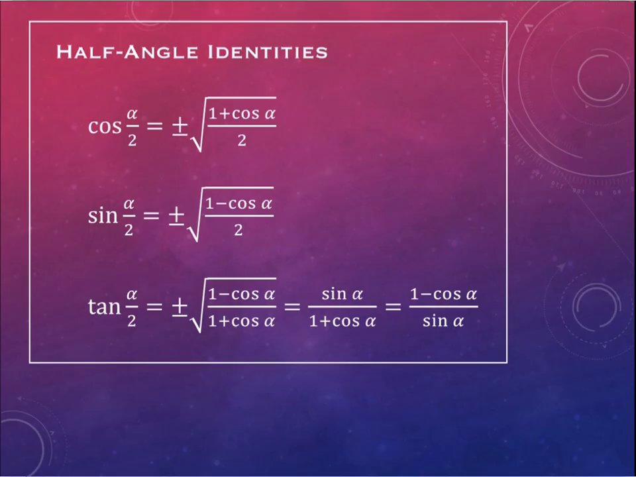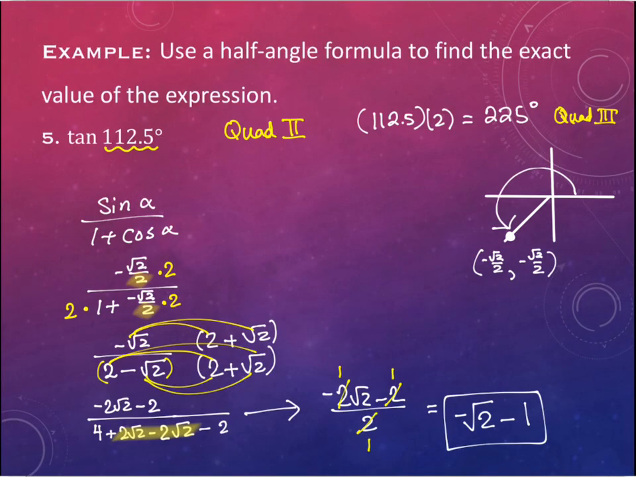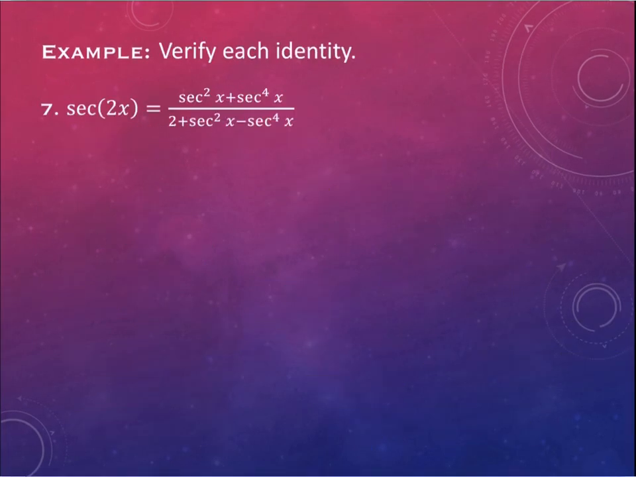And the thing that we have left, or the 4 problems that we have left in this section, all have to do with verifying identities that involve these types of formulas. So we're going to take a look at a few different problems here at the end of this section, 7, 8, 9, and 10. And so we're going to verify each identity.